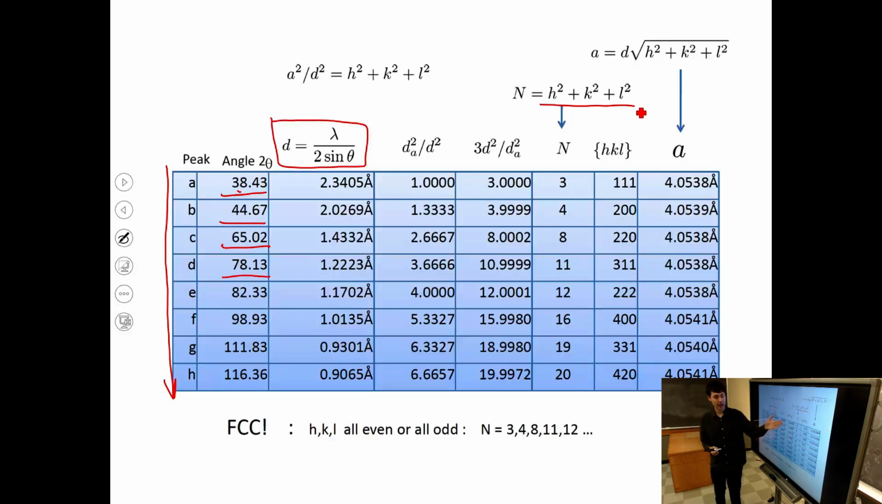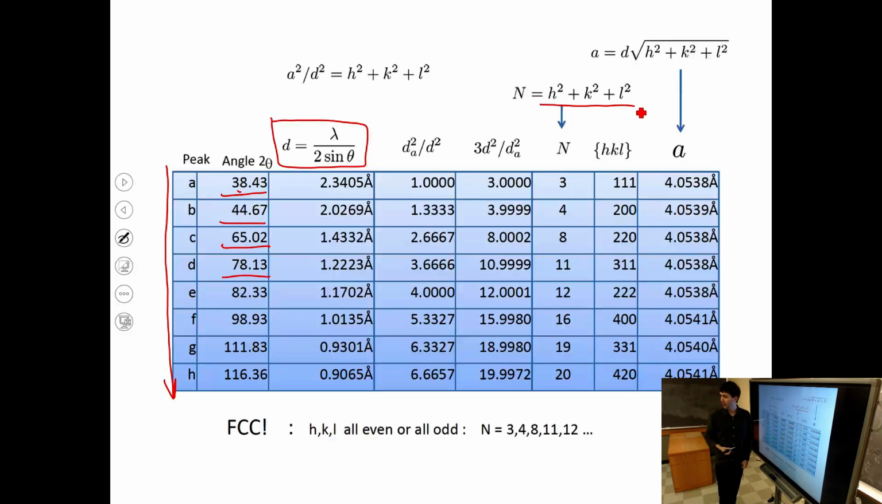And then for this pattern you can see that this must be FCC, based on what we had in the previous slide. So the first one would be 3, then 4, then 8. That would be the ratio between these, from these angles.